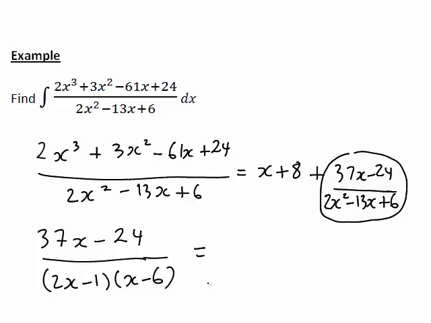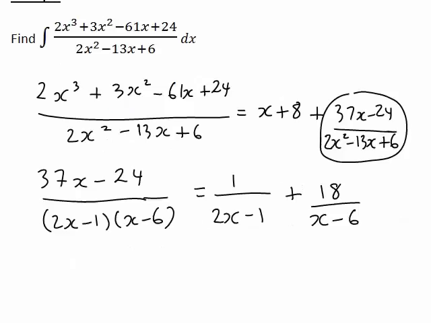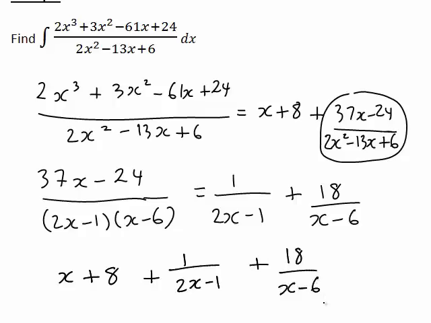Applying partial fractions to that, it comes out to be 1 divided by (2x minus 1) plus 18 divided by (x minus 6). So that means that the original expression we started with is now able to be rewritten as x plus 8 plus the partial fractions form of this part. So plus 1 divided by (2x minus 1) plus 18 divided by (x minus 6). And we're wanting to find the integral of this expression with respect to x.